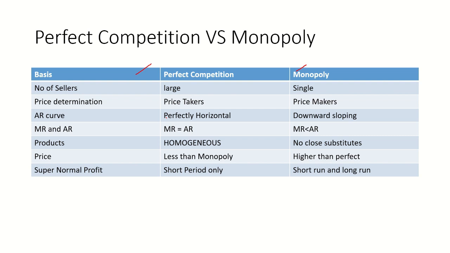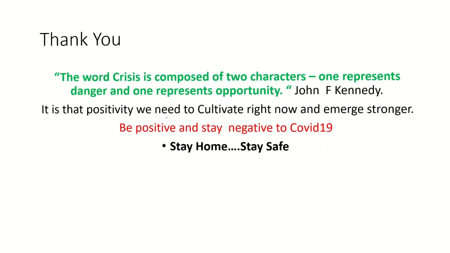So they will not get the supernormal profit in the long run. But in monopoly, there are restrictions on entry of the new firms, so only the existing firm enjoys the supernormal profit, and there is no option for other firms to enter into the market. So they cannot absorb the supernormal profit. Okay, so that's the difference between the perfect competition versus monopoly. Okay, thank you.